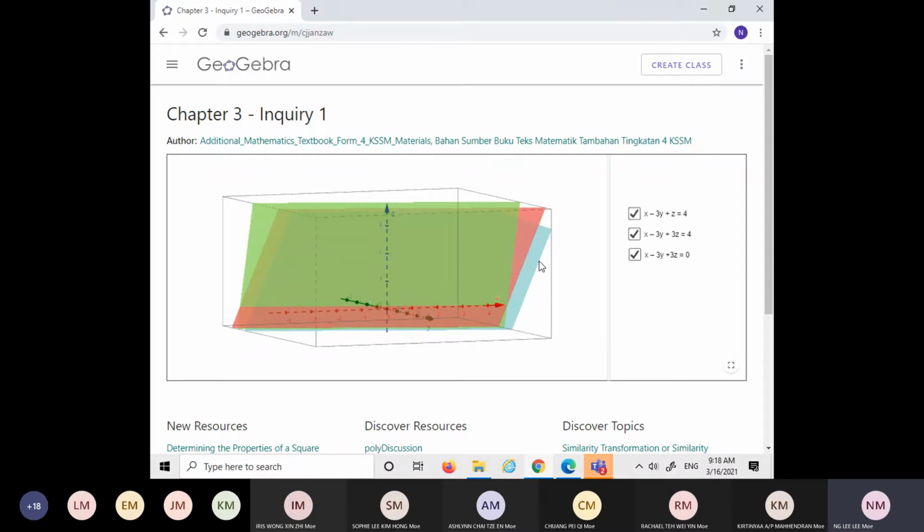The three planes intersect at a point, but some do not. This one maybe has no answer. So the rough idea is like that. For the three planes, we want to see where they intersect. That is the answer for x, y, and z, the variables.